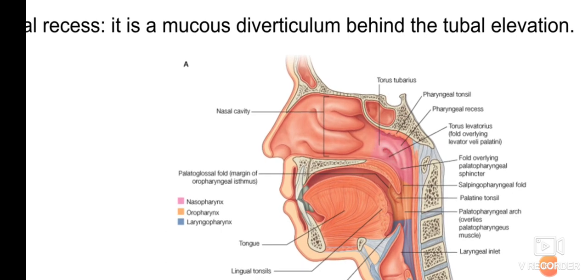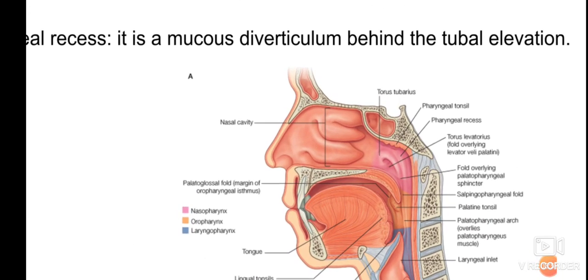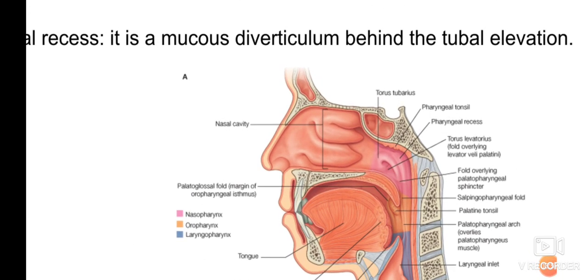So at this level in the nasopharynx, you can see two groups of lymphatic follicles, one at the roof, the other just above the tubal elevation. Now, the pharyngeal recess is a mucosal diverticulum which is present behind the tubal elevation.